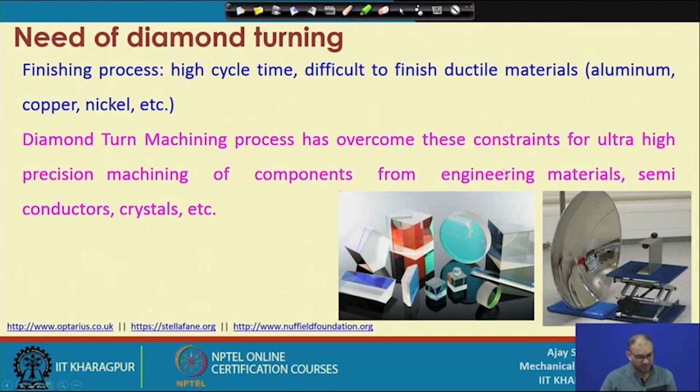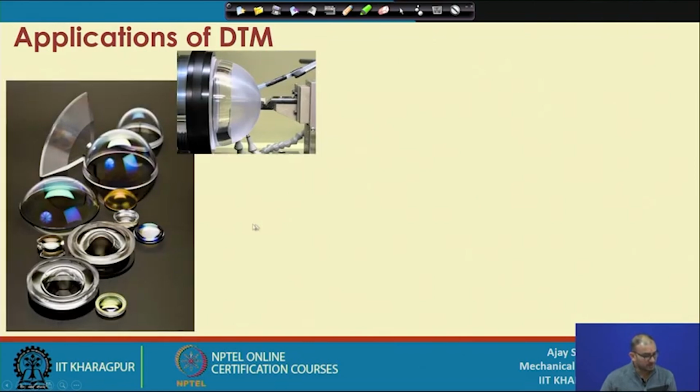and crystals. So, mostly if you see any non ferrous material which has some connection with optical applications, or where you are talking about light transmission and everything, at that time it is mostly understood that it will be processed through the diamond turning operation. So, what are the applications of diamond turning? Most of the lenses are fabricated by the DTM.